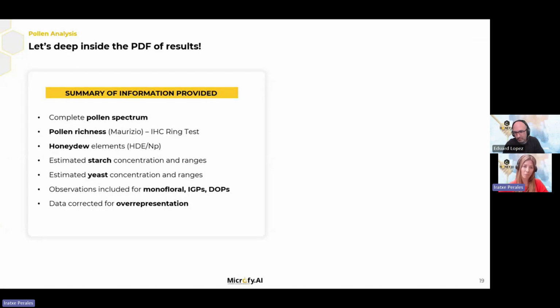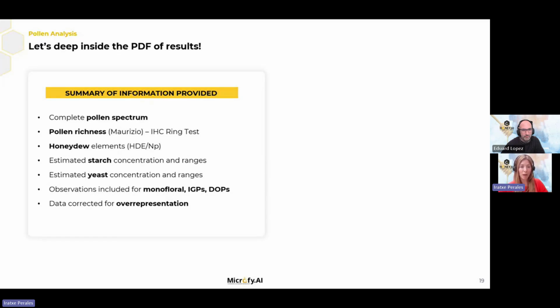Then the honeydew elements. You have the information about starch and yeast. You have indications in the observations panel in case they are not normal. You will receive an observation just in the observations panel. Then we have observations for monoflorals, only available in Spain if you have IGPs or DOPs, specific monofloral honeys, and then the data corrected for overrepresentation.